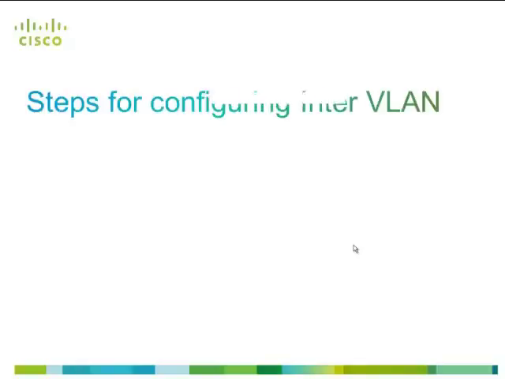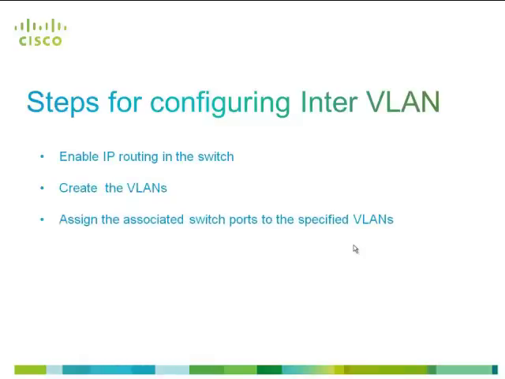Now let's see the different steps involved in configuring InterVLAN routing. Enable IP routing in the switch. Create the VLANs. Assign the switch ports to the specified VLANs. Assign IP addresses to the VLANs.